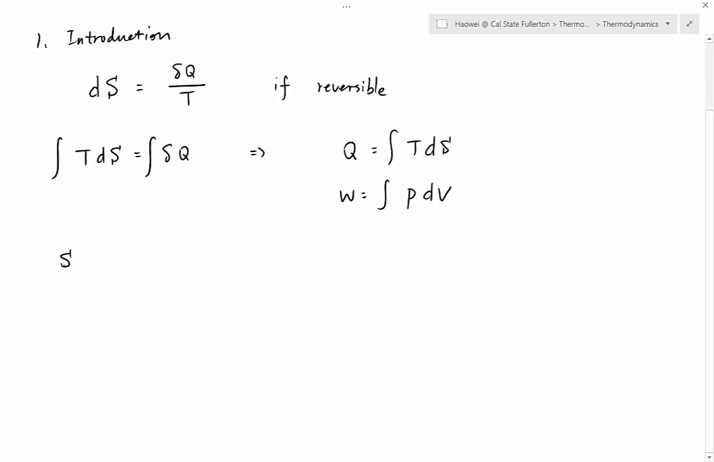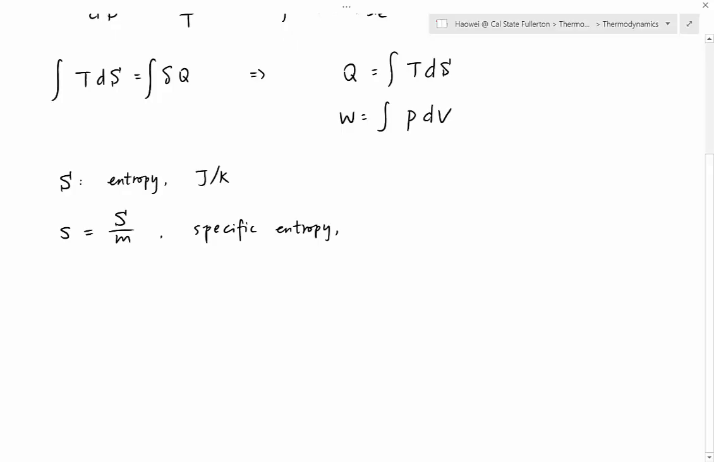Okay, so our notes: capital S is for entropy. It's a property, and the unit for entropy is joule per Kelvin. And then we usually use lowercase s. Lowercase s is defined as capital S over mass, which we call specific entropy. Therefore, the unit for specific entropy must be joule per kilogram per Kelvin.